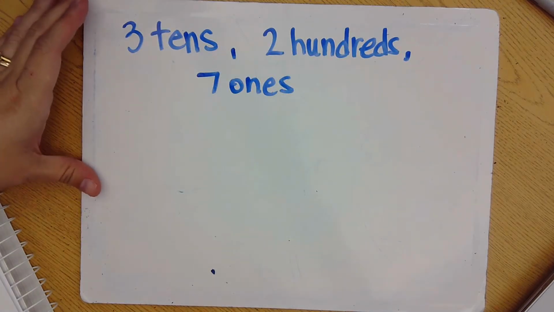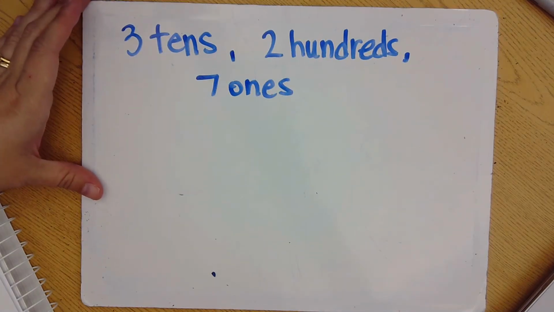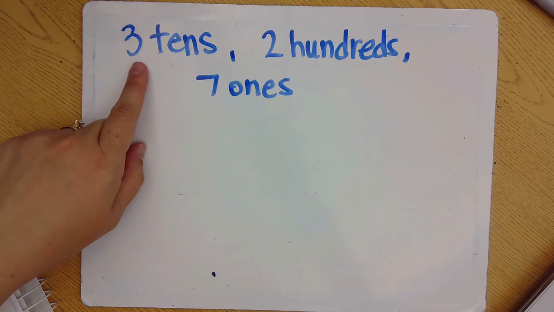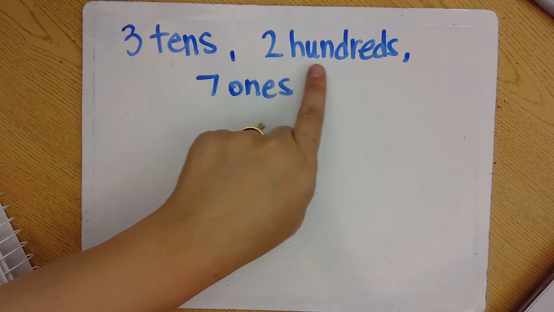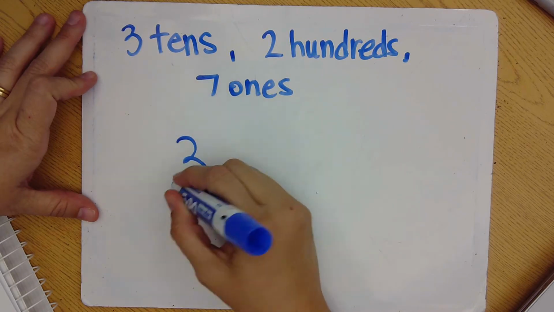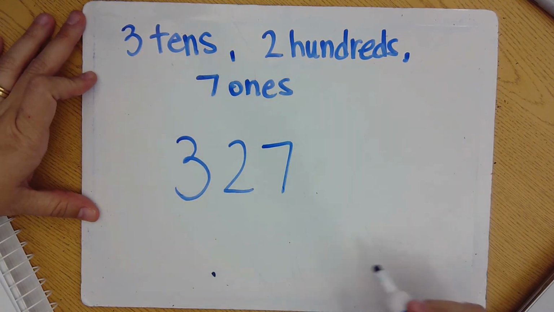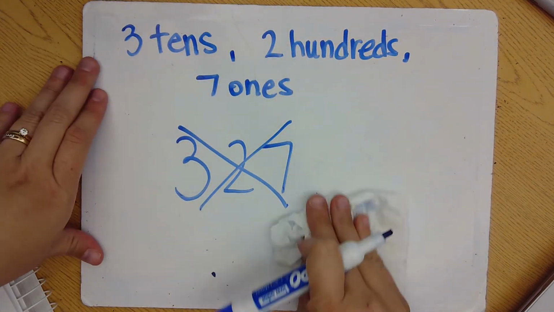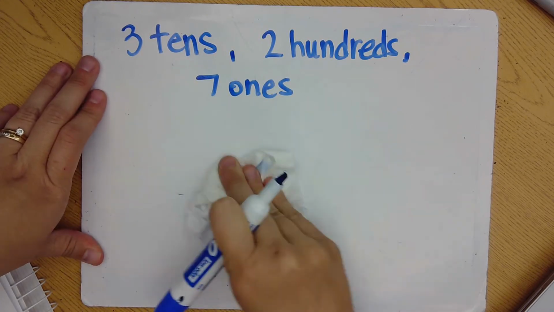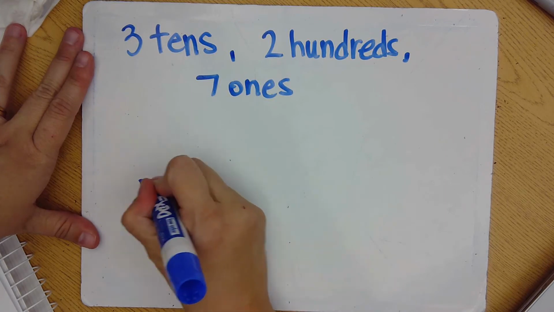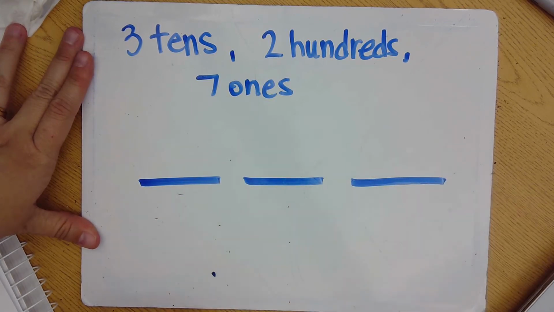Let's say we saw something like this, and I had to write the number that it belonged with. Well, I see the words. I see 3 tens, 2 hundreds, and 7 ones. Well, can I just write 3, 2, 7? Nope, I sure can't, because I have to pay attention to the words. The words say tens, hundreds, and ones. So I know that each number has its very own spot called place value.